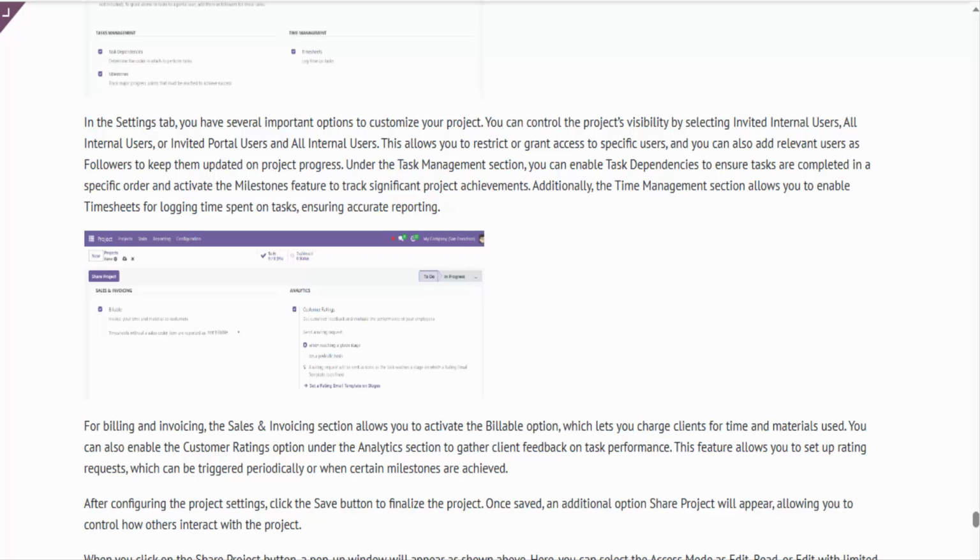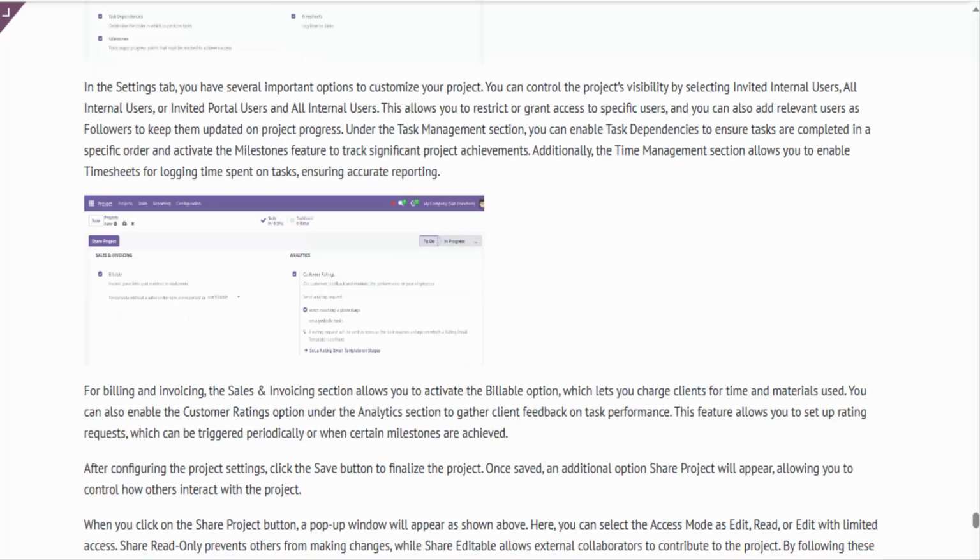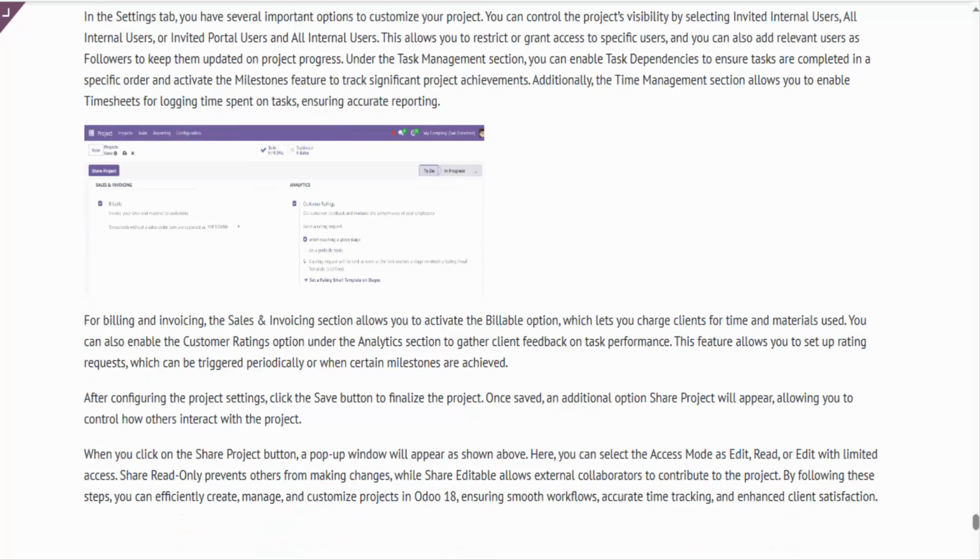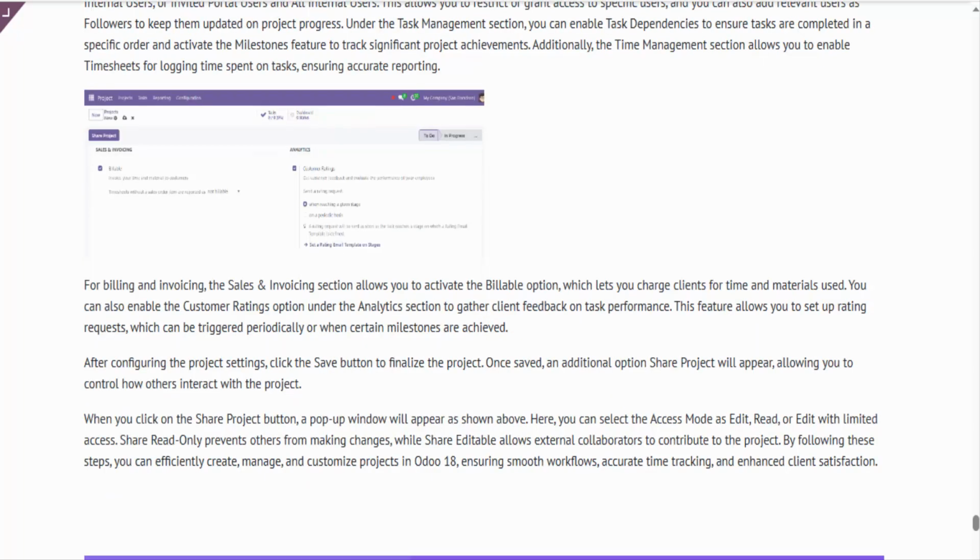For billing and invoicing, the Sales and Invoicing section allows you to activate the billable option, which lets you charge clients for time and materials used. You can also enable the Customer Ratings option under the Analytics section to gather client feedback on task performance. This feature allows you to set up rating requests, which can be triggered periodically or when certain milestones are achieved.